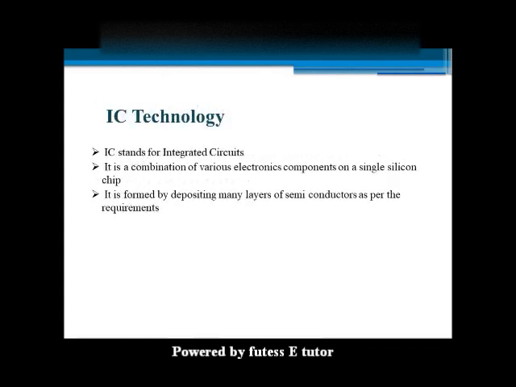IC technology. IC stands for integrated circuits. It is a combination of various electronic components on a single silicon chip. It is formed by depositing many layers of semiconductors as per the requirements.